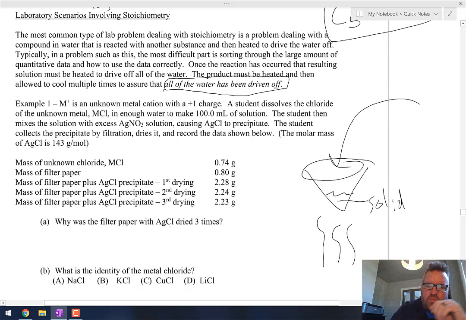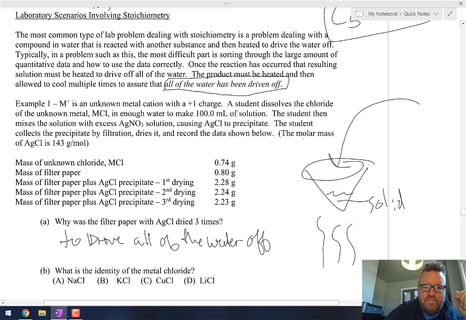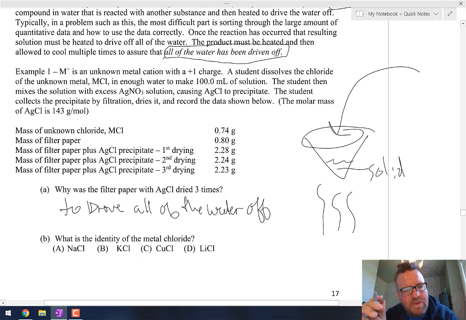So why was the filter paper with AgCl dried 3 times? To drive all of the water off. And really, how many times should you dry it? However many it takes. If the mass keeps dropping, it means that there's still some water in there. So sometimes you may have to dry it 3 or 4 times just to make sure that all of that water is gone. So let's go back to the original problem.